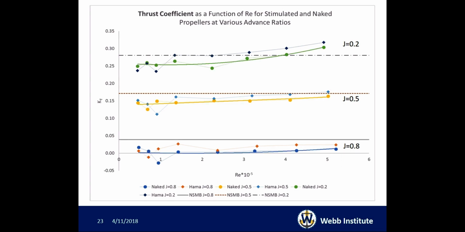Now, I've overlaid a squared regression across just the naked propeller results to show the Reynolds number trends. As predicted, I expected that at low Reynolds numbers, the thrust coefficient would be less than it is at high Reynolds numbers. This is shown at these low Reynolds numbers relative to the highest Reynolds number tested, and is consistent across both the HAMA propeller and the naked propeller.